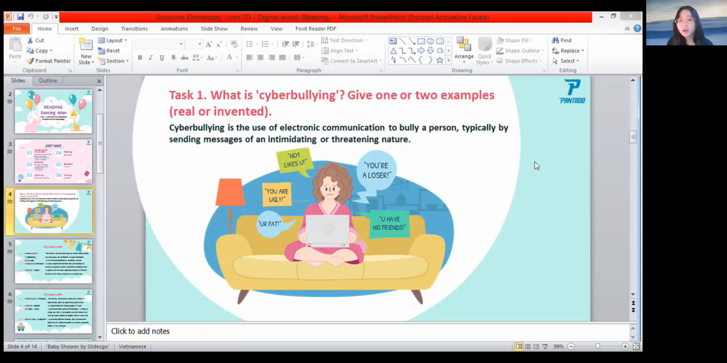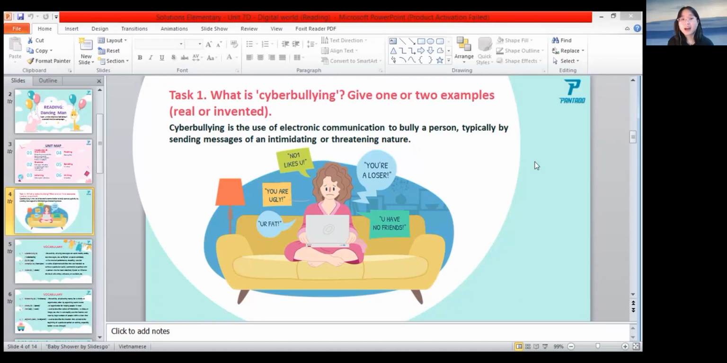Do you know what cyberbullying is? At first, do you know what bullying means? Yes, that is bullying. So when you offend somebody else, or when you say a bad word to somebody else on the internet, that is called cyberbullying. Do you understand that?